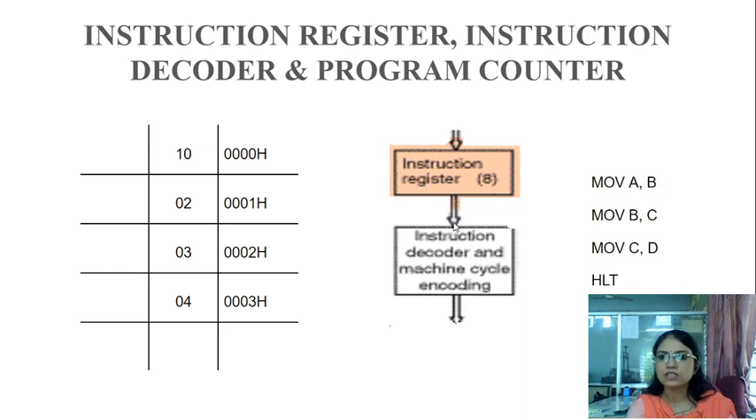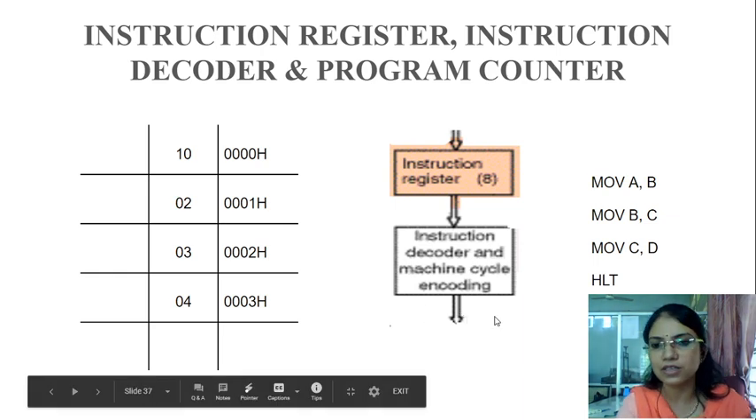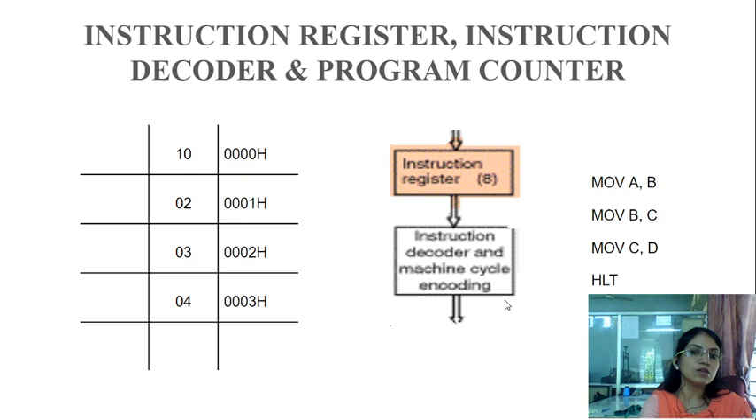The output of the instruction register is connected to the instruction decoder. Naturally, the outputs are 8, and these are nothing but the inputs of the decoder. The output of the decoder is 2 raised to the power 8, because the inputs are 8. That means 256 outputs at the end of the decoder. If we calculate the outputs of this decoder, we get 256 outputs.